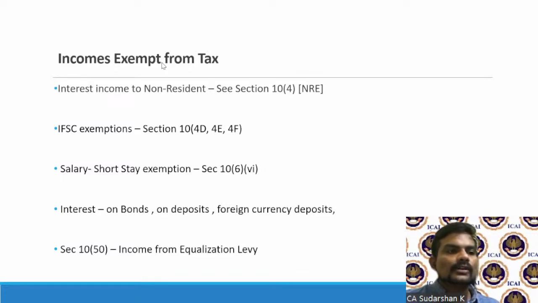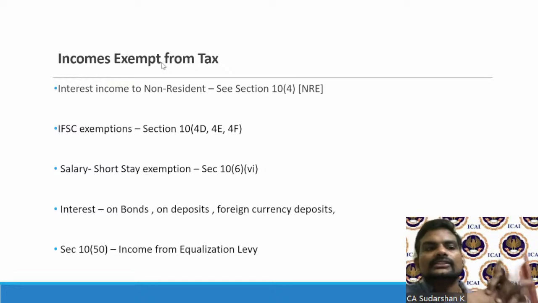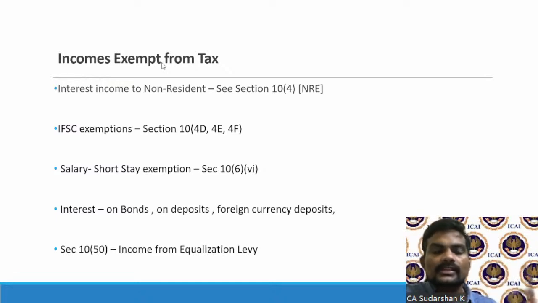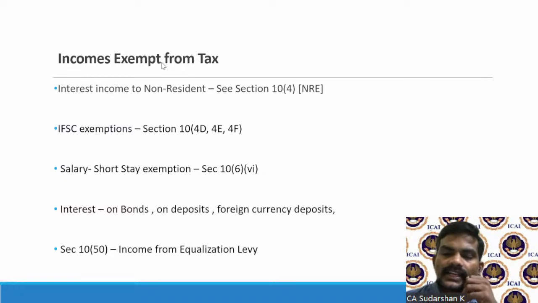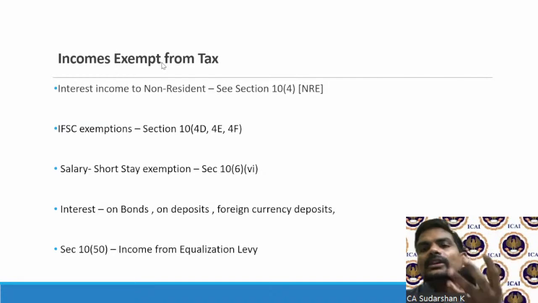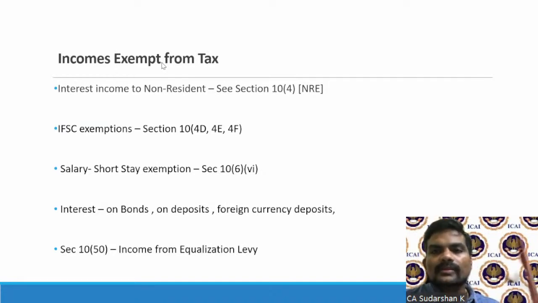There are incomes given in order to entice non-residents to invest in certain bonds and securities. More importantly, I'm sure many of you know that NRE interest is exempt from tax under Section 10, clause 4. This is because the government wants NRIs who are earning better money, due to the dollar rate, to repatriate money into India, so that India's foreign reserves will go up. So they have said, I'll give you a good interest in NRE, and I'll also ensure that the interest income is exempt.